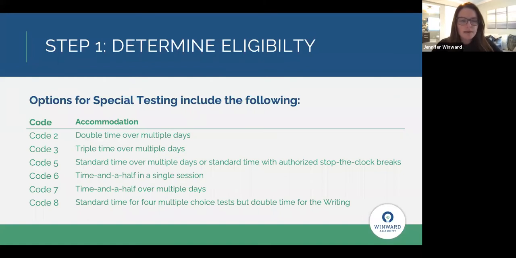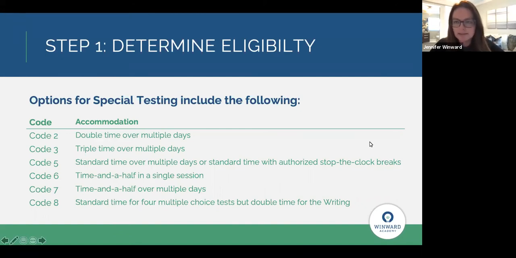So what you'll notice, right, is that we have options for double time that I just mentioned. That's code 2, triple time, standard time. So you don't get extra time. However, they let you take it over multiple days. So again, no extra time, but just the ability to break it up so that you're not doing it in one 4-hour session.